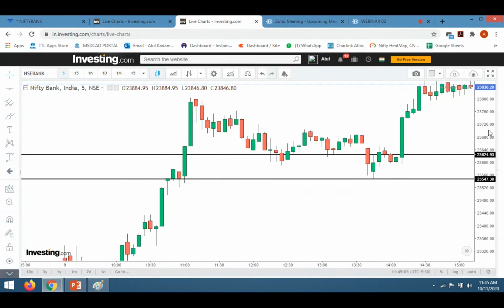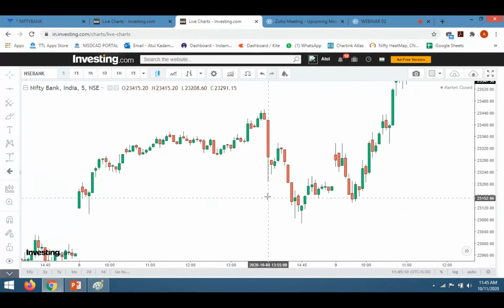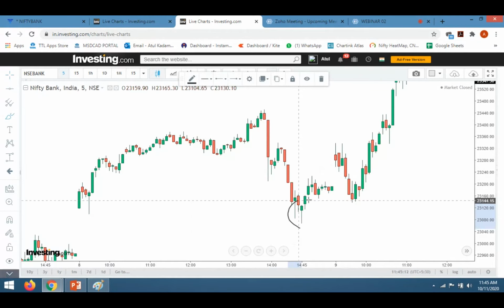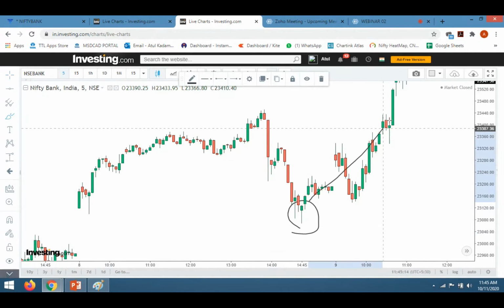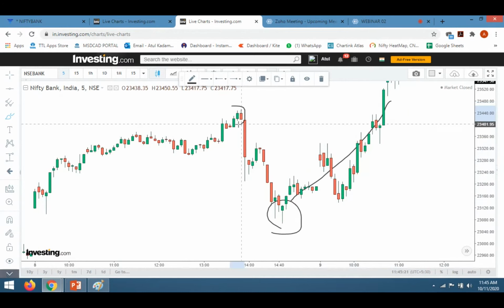Okay, so let's see. Again, see here, a good hammer at the bottom of the trend, and after that you see a good reversal. So which pattern is this, Sushant?